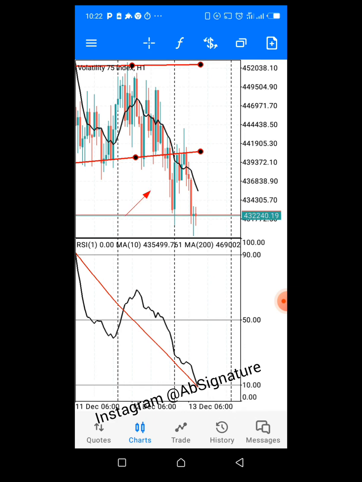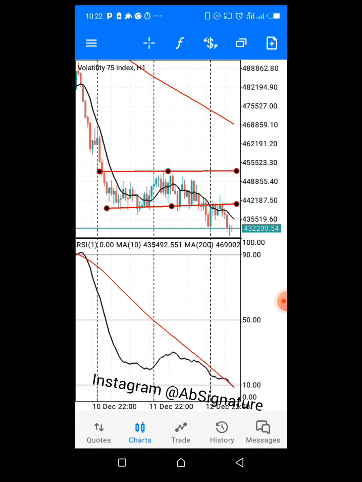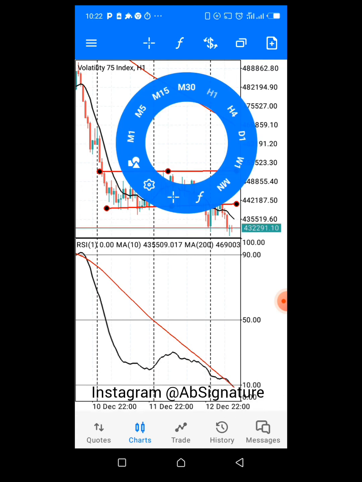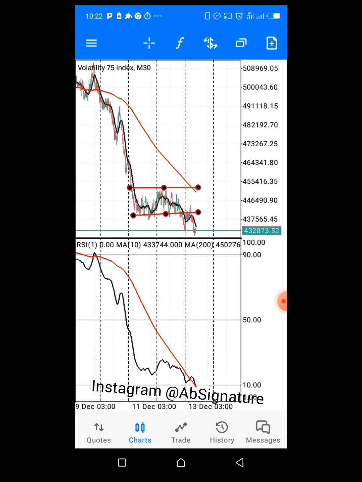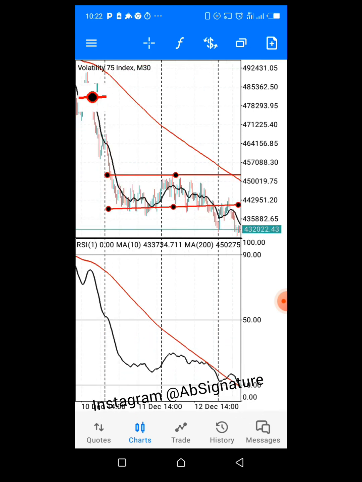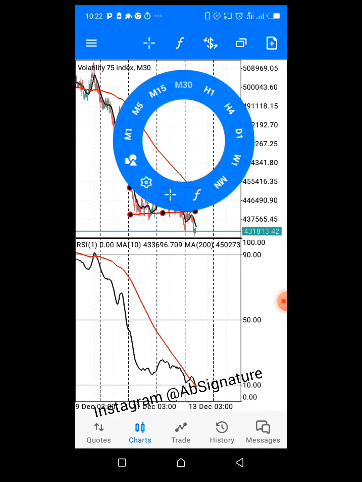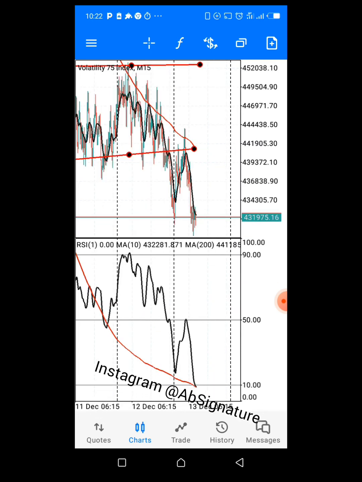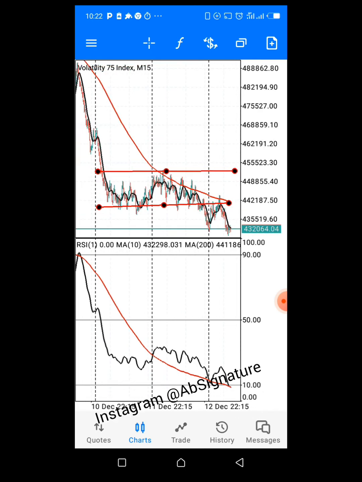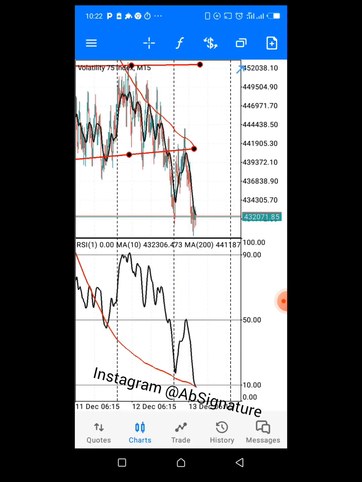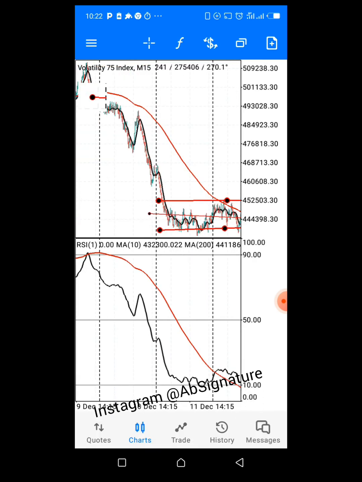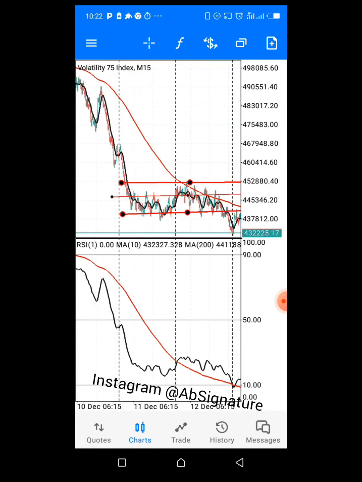So after drawing your channel in the 1 hour time frame, you can clearly see that this market was in a sideways movement, and then you saw the breakout. It broke out from the channel. Now we can move to the 30-minute time frame to see what is happening. It's nothing much different from the 1 hour time frame. So we now move to the lower time frame, which is 15 minutes. You can clearly see that this market was moving in a sideways form. Can you see that?